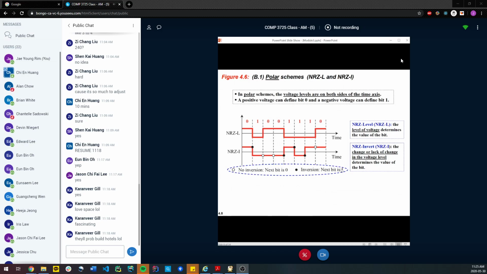Okay, what can you see out of the scheme? That is a trend of the scheme. Go ahead. The actual two signals, they're actually like a reverse of each other. What do you mean? So like NRZ-I, if you flip it around, it's actually the exact same pattern, just flipped along the x-axis.